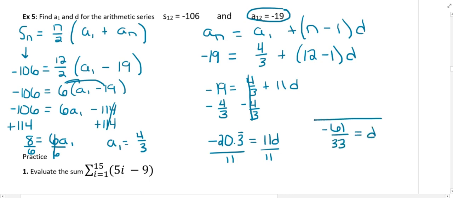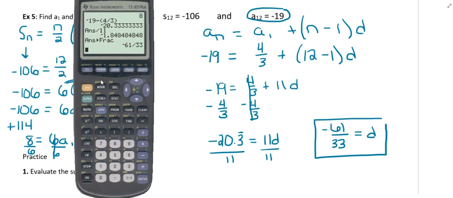And that's going to be our common difference. And then if we can just go ahead and check that with the 12th number here, we've got a sub 1 is 4/3. So 4/3 plus, let's see, n minus 1, so 11 times our answer. That should give us negative 19. So we just want to check that to make sure it works back in the arithmetic sequence formula.